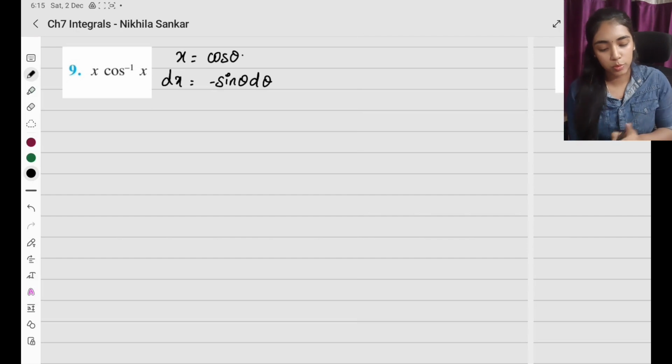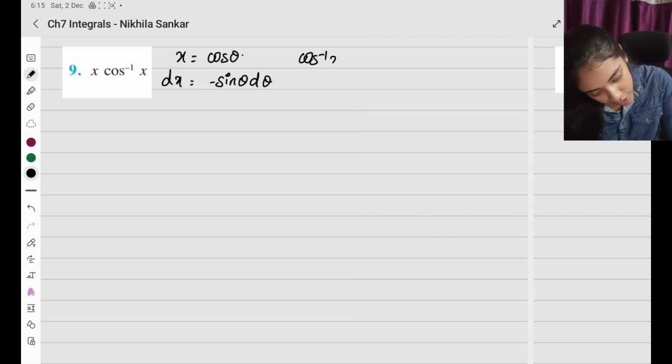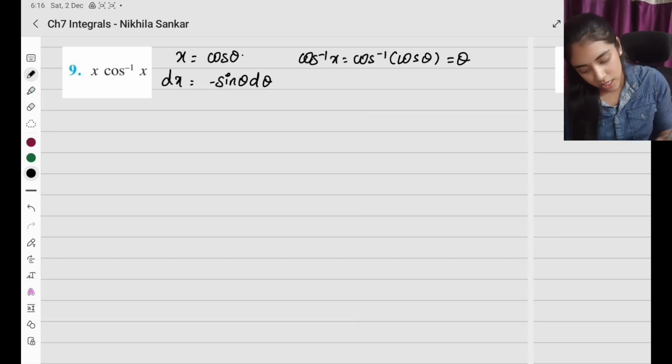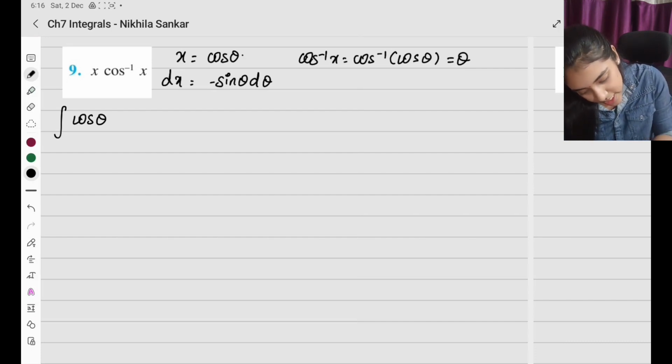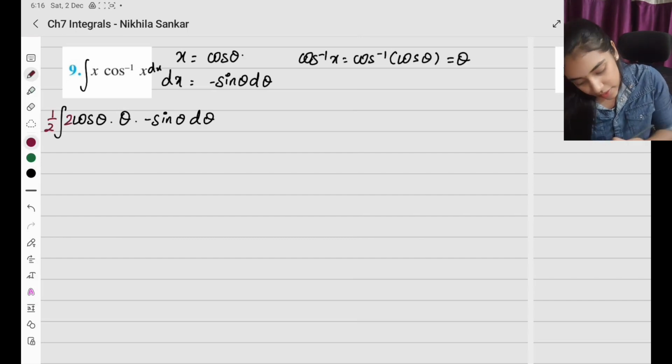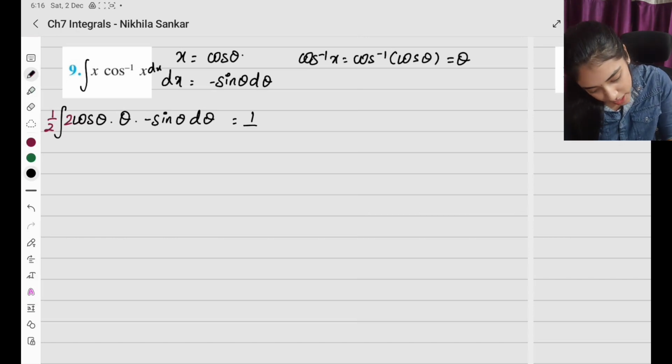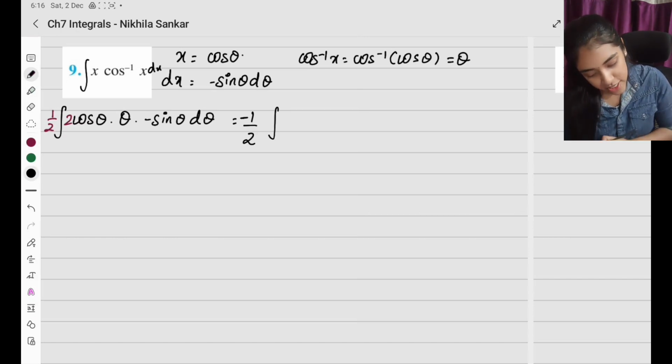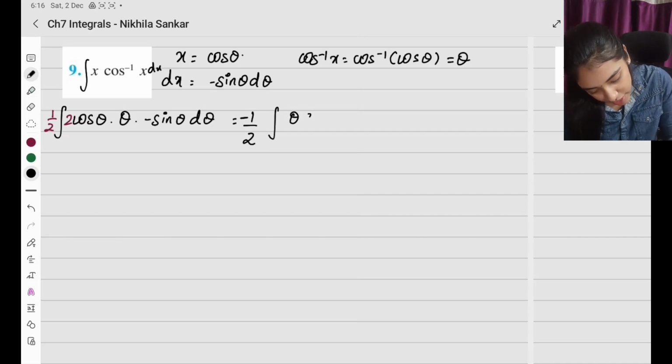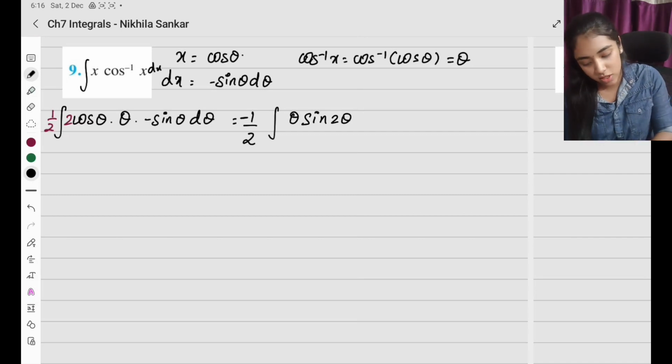Okay, that's why we are making this substitution. So first theta. I have cos inverse of x, which is cos inverse of cos theta, which is going to be theta. Now what is the integral? The integral of x cos inverse of x becomes cos theta times cos inverse of x, which is theta, times dx. In that, dx is going to be minus sin theta d theta. So again I can multiply by half and divide by half. So this is going to be half integral, minus half times theta into sin 2 theta, since 2 sin theta cos theta is sin 2 theta, times d theta.